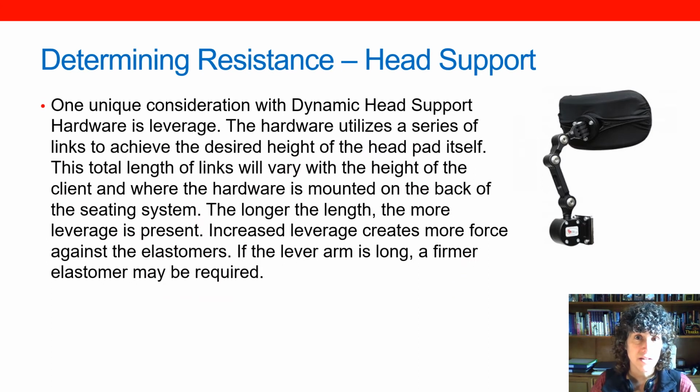One unique consideration with dynamic head support hardware is leverage. Depending on how many links you use between the head pad and where this is attached to the wheelchair frame or to the back of the wheelchair seating system, you can have a series of links. There might be 2 or 3 links, and these can be of different lengths. If we have a very long lever arm, we're going to have more force going through those elastomers, and you may even need a firmer elastomer as a result. So keep in mind the amount of leverage that you have created.